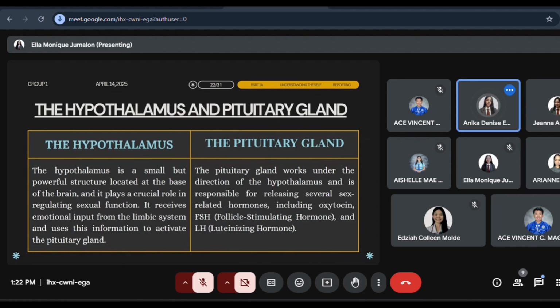Now let's take a look at where hormone regulation starts. The hypothalamus, found at the base of your brain, is a command center for many bodily functions, including sex. It takes emotional input from the limbic system and tells the pituitary gland what to do. The pituitary gland then releases several hormones that directly affect sexual development, arousal, and motivation. This brain hormone connection is essential for driving sexual development, arousal, motivation, and emotional bonding. Without this brain hormone partnership, our sexual systems wouldn't function properly.